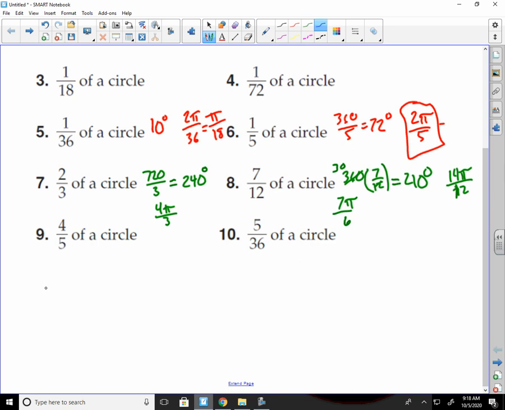Four-fifths of a circle, I do 360. I'm just going to do 360 divided by 5 first, so I can simplify my numbers. That's 72, then 72 times 4 gives me 288. I'm going to put it in the calculator. You should do the same, but you're going to find out I'm right. Geniuses don't mess up. Then 2 pi times 4 gives me 8 pi over 5.